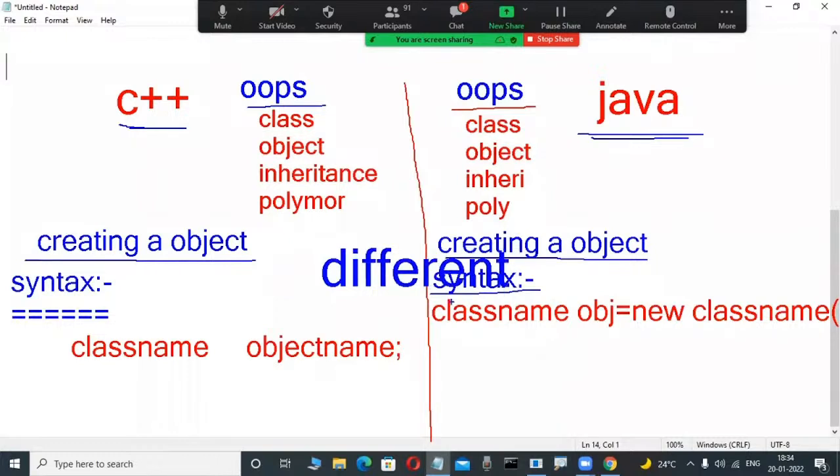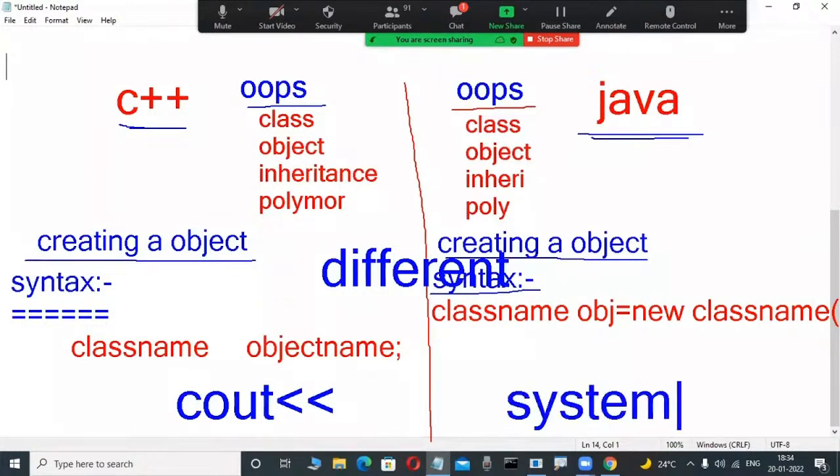And functions are also totally different. Suppose in C++ I want to display output, then cout is a function for streaming output. And in Java, what is the function? System.out.println. That's why they are syntactically different. Functions are also totally different in these two object-oriented languages.